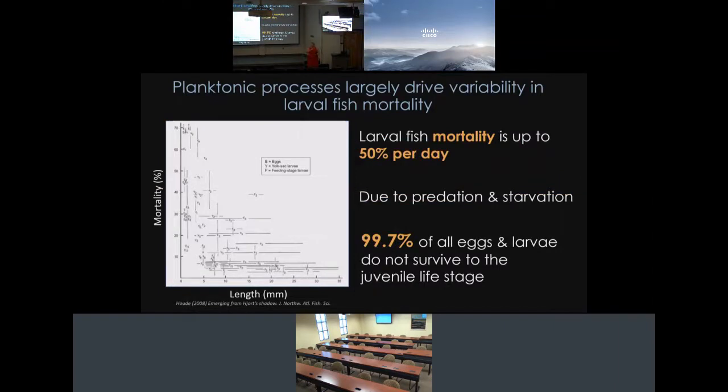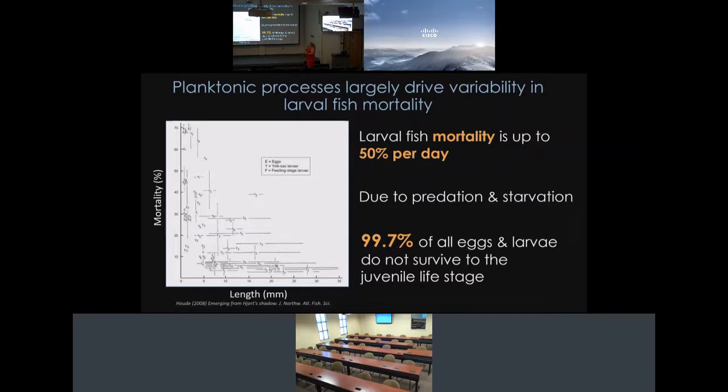Okay, so what's the context? Well, larval fish, their mortality is largely defined during their planktonic stage. So of course we know from classic work that 99.7% of all eggs and larvae do not survive to the juvenile stage. And so to really understand processes that are affecting recruitment to adult stocks, you can focus on the larval stage. And if you understand even small scale drivers, that can make a huge difference later on in terms of the number of fish that can recruit.